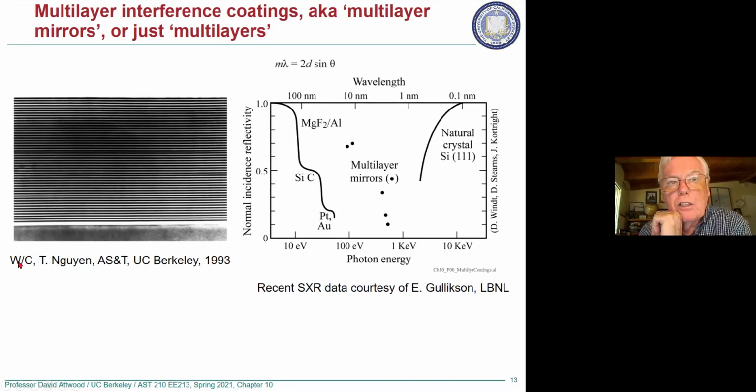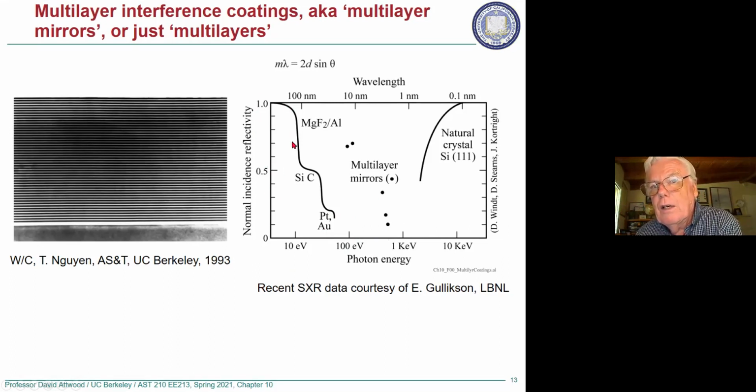And this is a tungsten carbide multilayer. But where the multilayers fit in the larger view at that time was that there was a void between, let's say, 25, 30 eV and a few keV. There were no good reflecting surfaces at that time for large angles, for normal incidence. So this was normal incidence reflectivity.